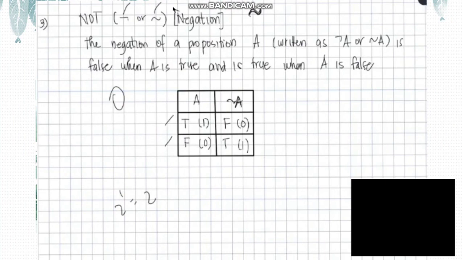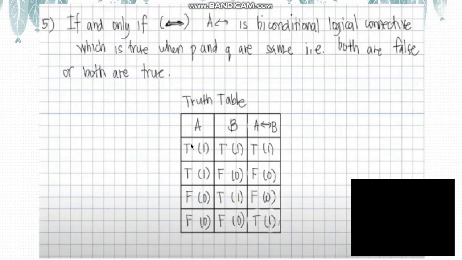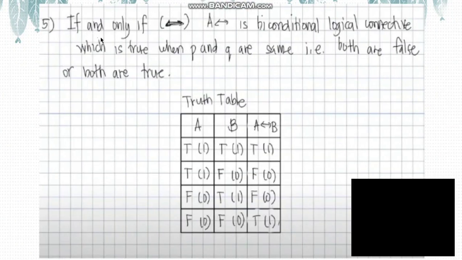So next is the NOT, or negation. The negation of a proposition A, written as ¬A, is false when A is true, and is true when A is false. So here, as you can see, the truth table. In table 1, A is T, or logical 1. Also in table 2 it is F. So this is the result, the negation of the proposition.